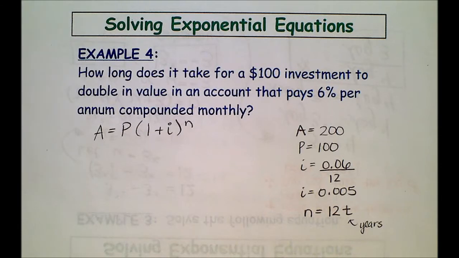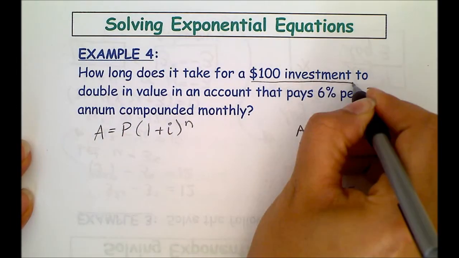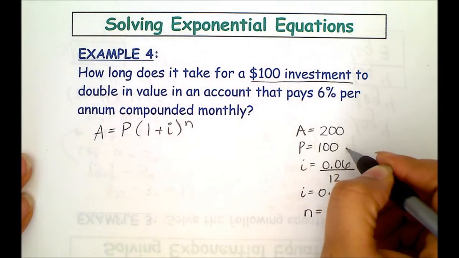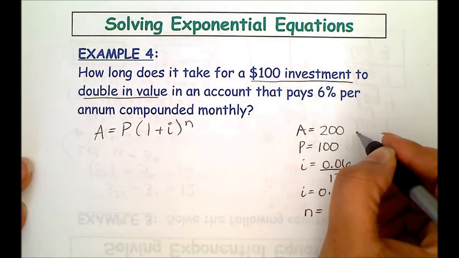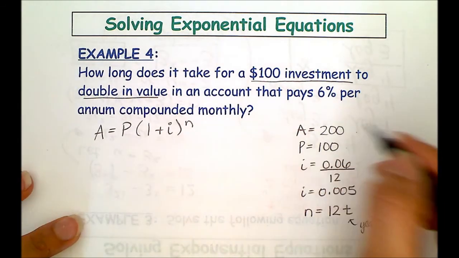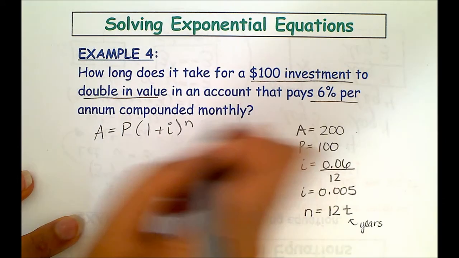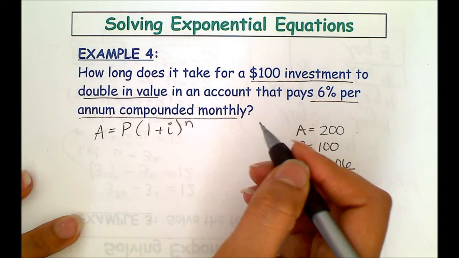Okay, in the last example, we're going to look at a word problem, and it says, how long does it take for a $100 investment to double in value in an account that pays 6% per annum compounded monthly? Okay, so there's lots of information given in this question. First of all, I have a $100 investment, so that's my principal amount. It's going to double in value, so I want to know when the accumulated amount is double that, so $200. And it's going to be put in an account that pays 6% per annum compounded monthly. So monthly means 12 times a year.